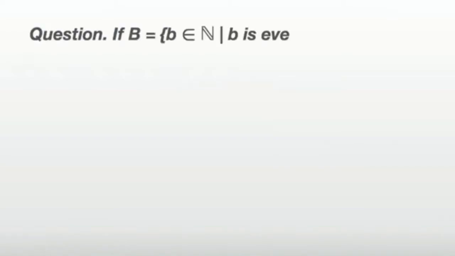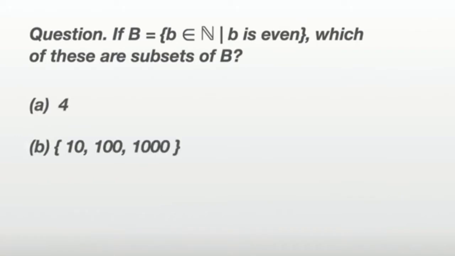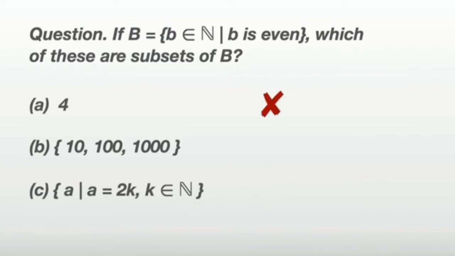If B equals the set of little b in the natural numbers such that b is even, which of these are subsets of B? A, 4, B, the set containing 10, 100 and 1000, or C, the set containing a such that a is equal to 2k where k is in the natural numbers? Well, 4 is an element of B, but not a subset. It's really easy to get mixed up between elements and subsets, but a clue is that the word subset contains the word set, and subsets are always sets themselves.